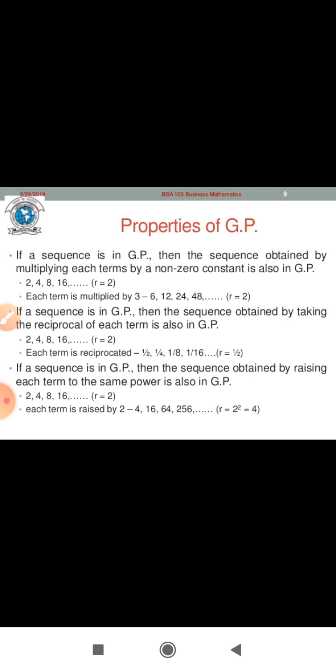If a sequence is in GP, then the sequence obtained by taking the reciprocal of each term will also be in GP.